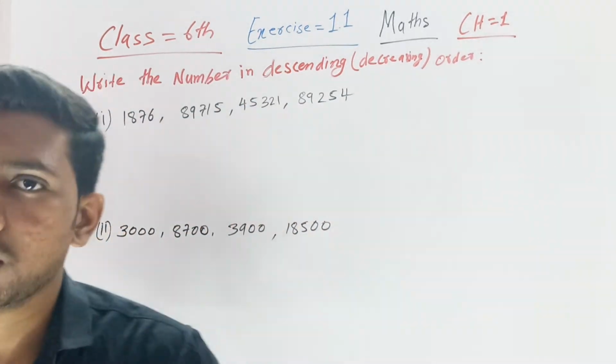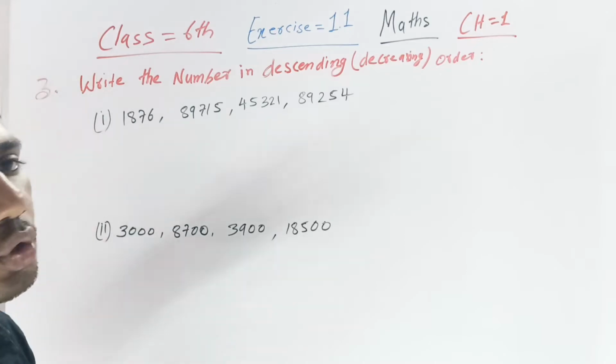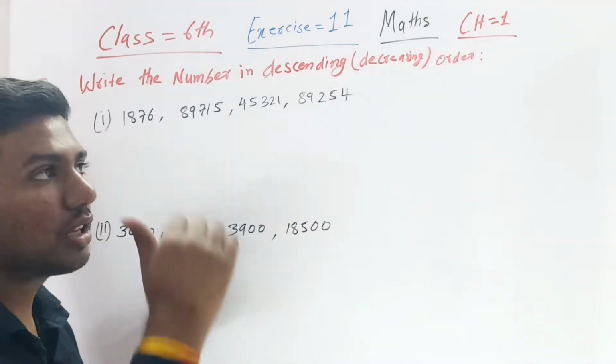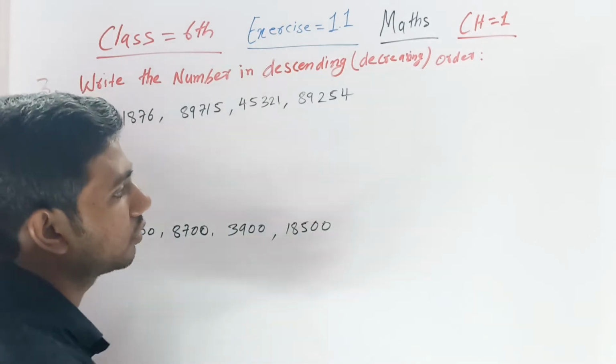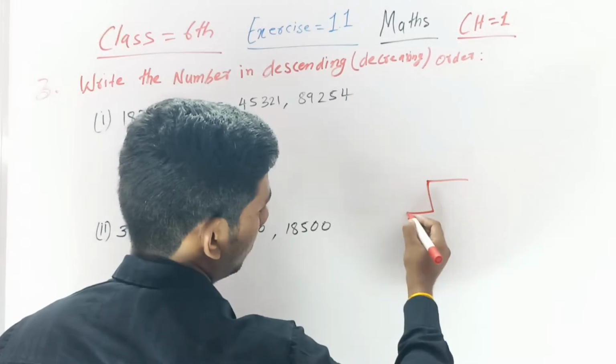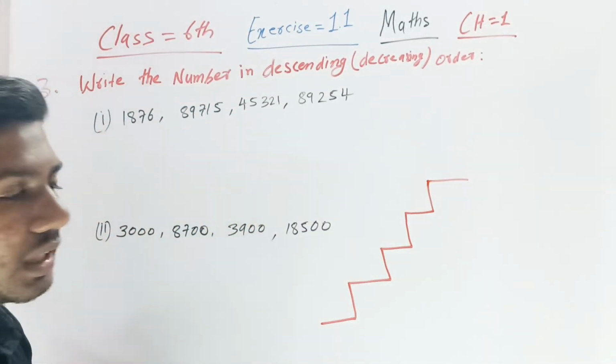So how will you write descending order? If you know descending order, then it's better. If you don't know, I will explain. It is opposite to the ascending order. Descending means decreasing, and decreasing means big to small. Suppose you are at the top and you are coming down. This is known as descending order.